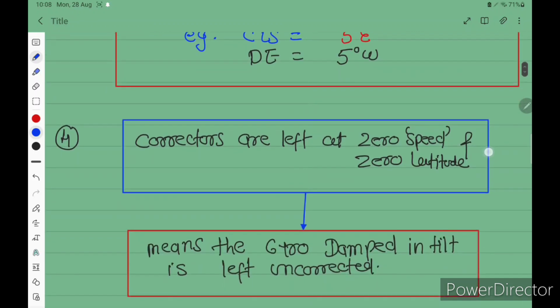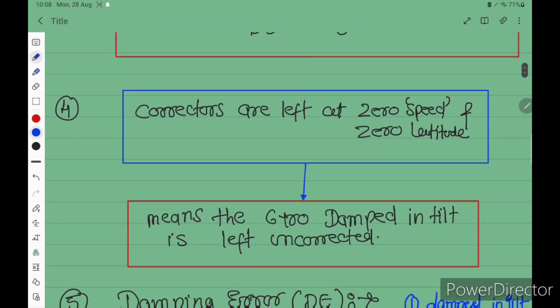Okay, now if the question says correctors are left at 0 speed and 0 latitude, it means the gyro damped in tilt is left uncorrected. If the question says correctors are left at 0 speed or 0 latitude, that means we have the gyro damped in tilt, and then we use the damped in tilt formula.